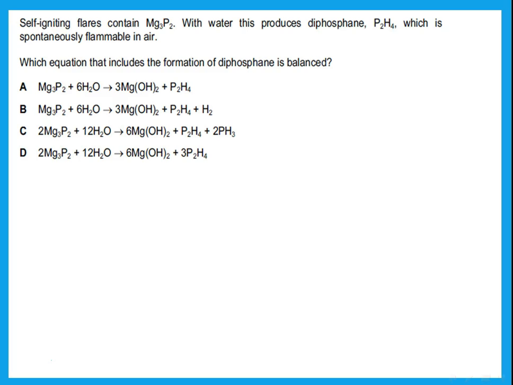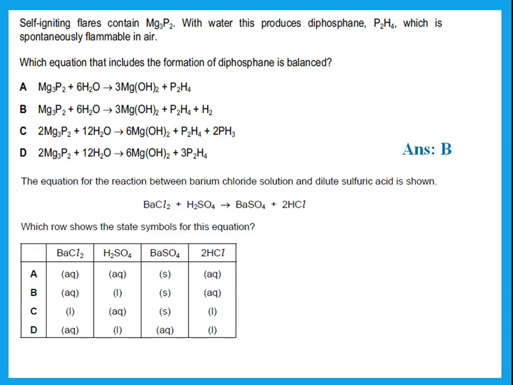Okay, self-igniting flares contain this. With water, this produces this compound, which is spontaneously flammable. Which equation that includes the formation of the diphosphane is balanced? Okay, again, we first look at the formulas, and the formulas all look correct, but we will need something that is balanced. And if you sit down and check all the balancing, you'll find that B is the correct balanced equation. Okay, are you getting better at balancing?